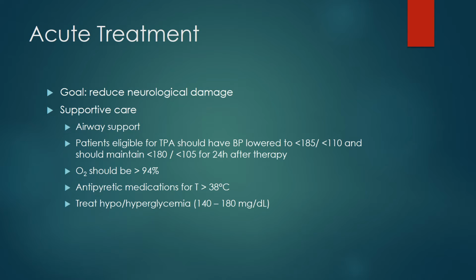So for acute treatment, our main goal is to reduce neurological damage. The first thing we want to do is give the patient supportive care, airway support if they need it, and they should be satting at 94% for oxygen. Patients eligible for TPA should have their blood pressure lowered to less than 185 over 110, as TPA can cause hemorrhages. They should also maintain a blood pressure of less than 180 over 105 for 24 hours after initiation of TPA. The last two, the antipyretic medications and the treatment of hypo and hyperglycemia, you may see more on the floors rather than in the ED.